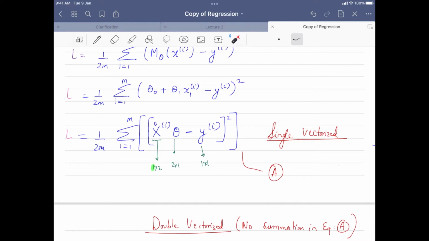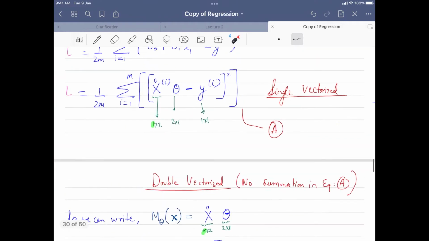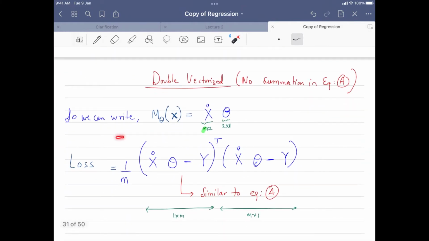This step is a single step, so we are calling it a single vectorization step. We are not completely doing the vectorization, we are partially doing the vectorization, so that's why it's a single step of vectorization. And now we will try to convert this complete expression into the matrix format, and this can be done by using this expression.